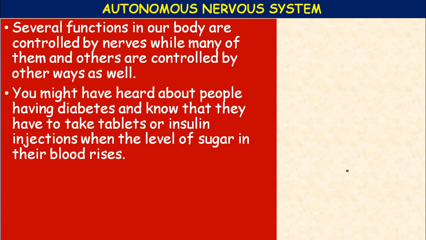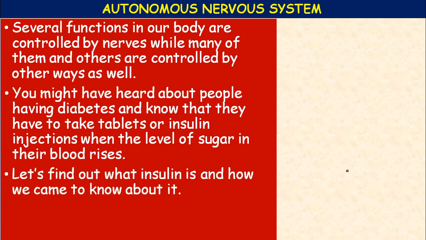when the levels of sugar in their blood rise. Okay, what is diabetes? Diabetes is nothing but the abnormal levels of sugar in the blood due to the hyposecretion of insulin hormone by the pancreas. Okay, which organ secretes insulin? Pancreas. So let us find out what insulin is and how we came to know about it.